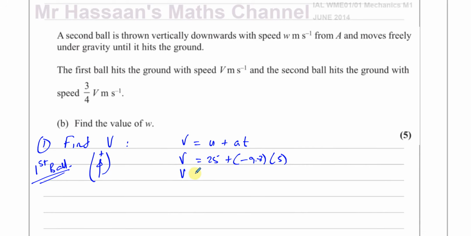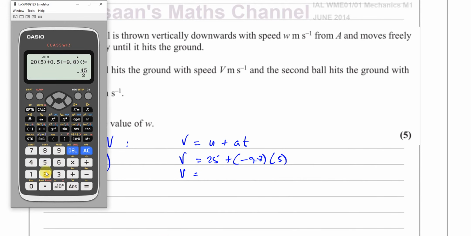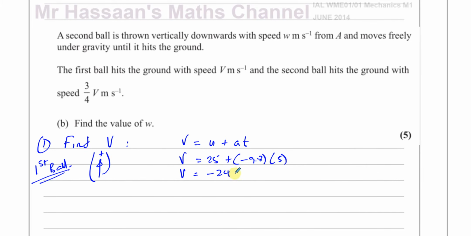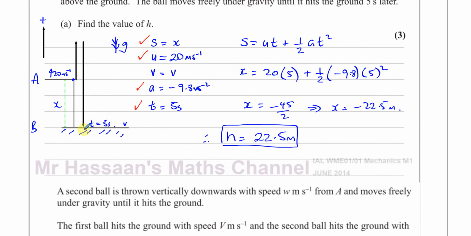So V is going to be 25 plus 5 times negative 9.8, which is negative 24 meters per second. Why do I keep putting squared? Per second. Okay, so as we know, that means it's moving downwards according to our first situation. So V equals negative 24 meters per second.